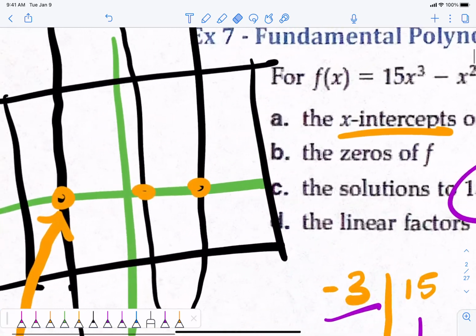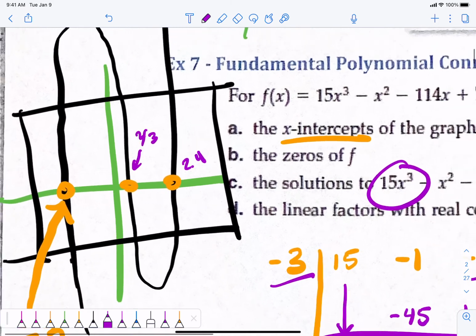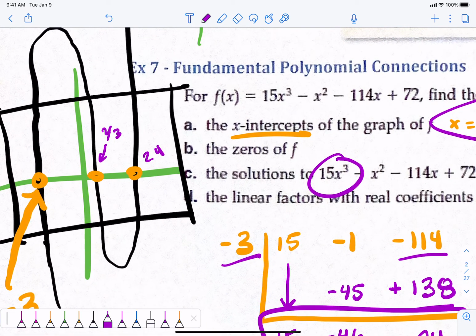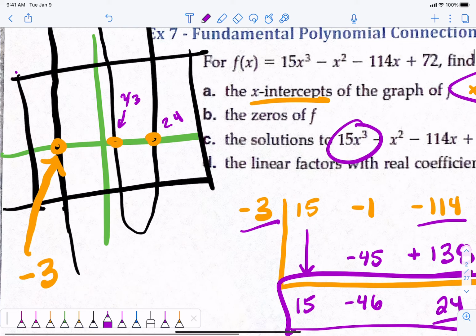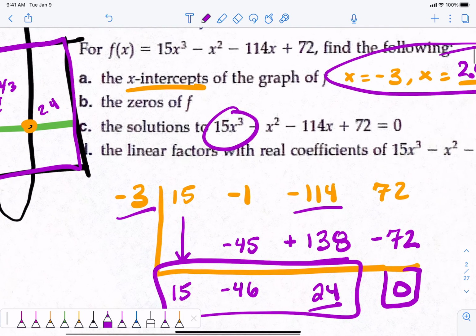Going back to the graph, this is my 2/3 spot, and this is my 2.4. Why is there a box? Because this is the only thing that my window showed. It didn't show above, since the window is from -10 to 10.